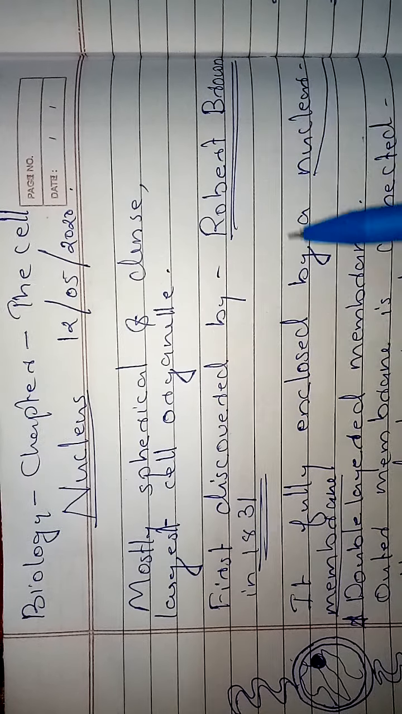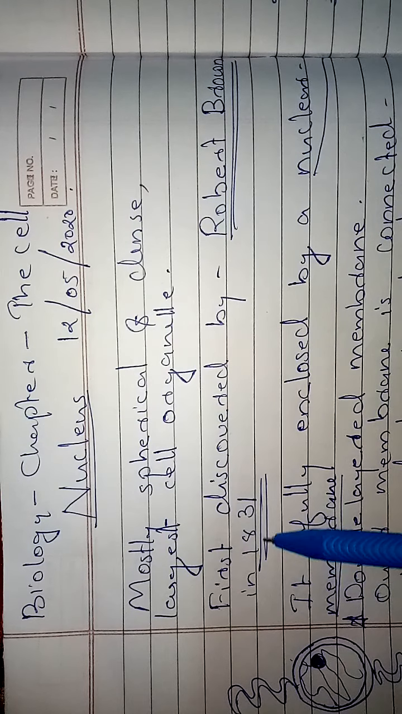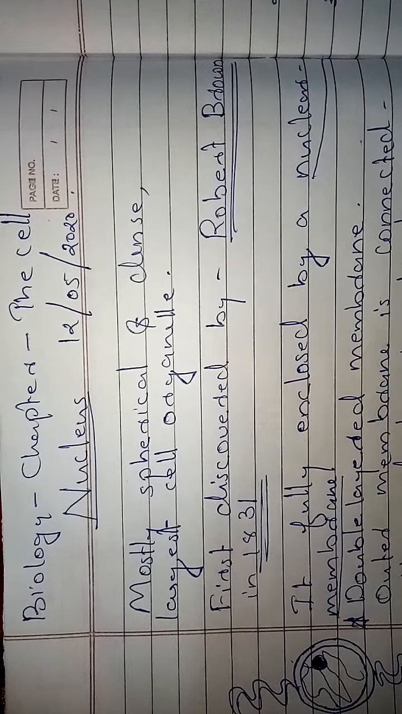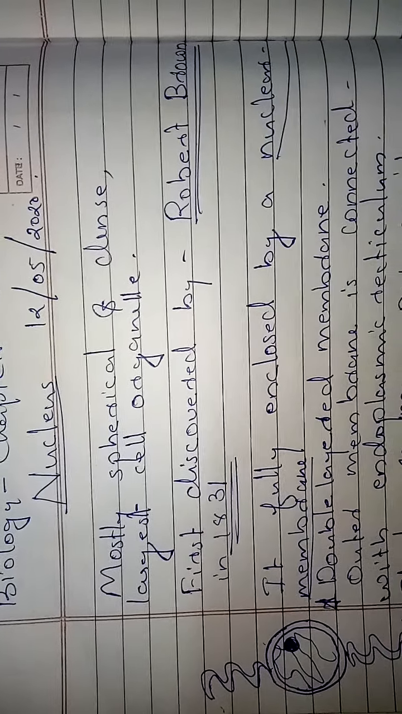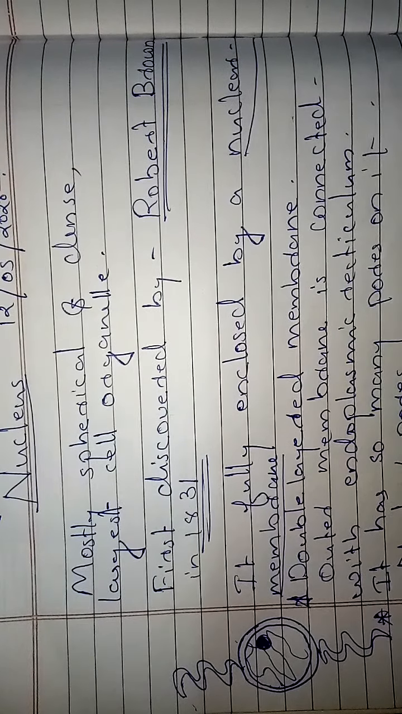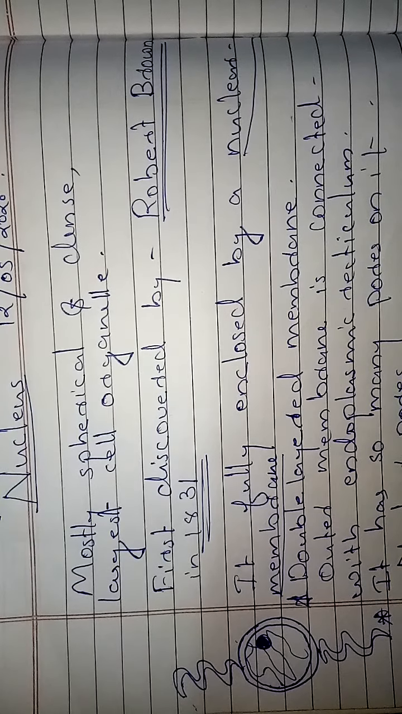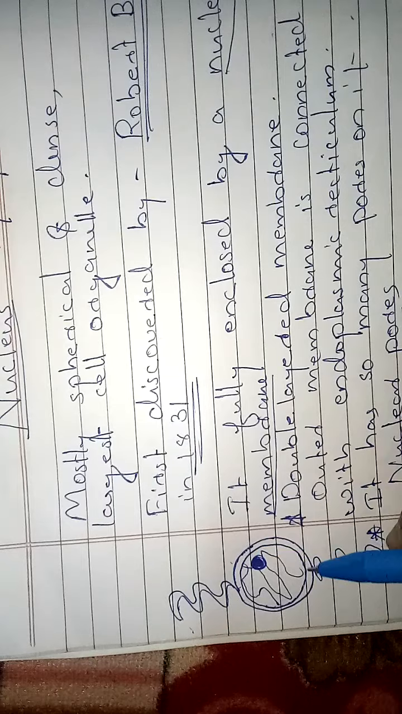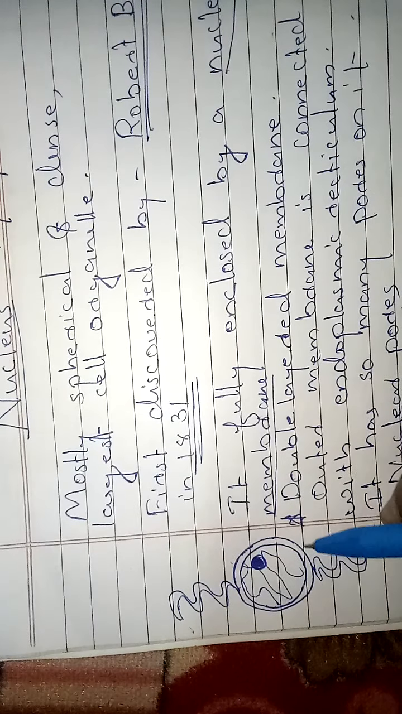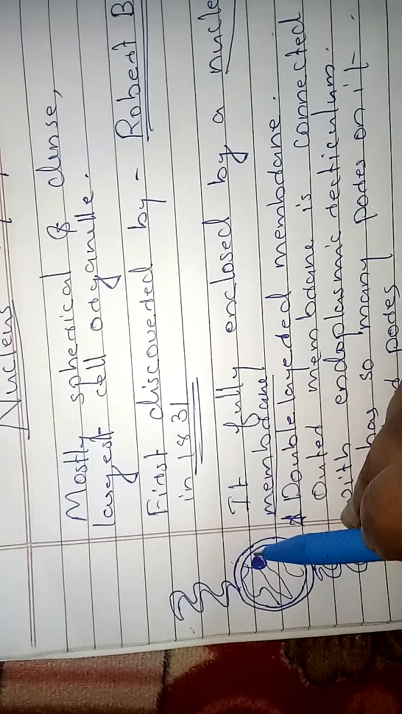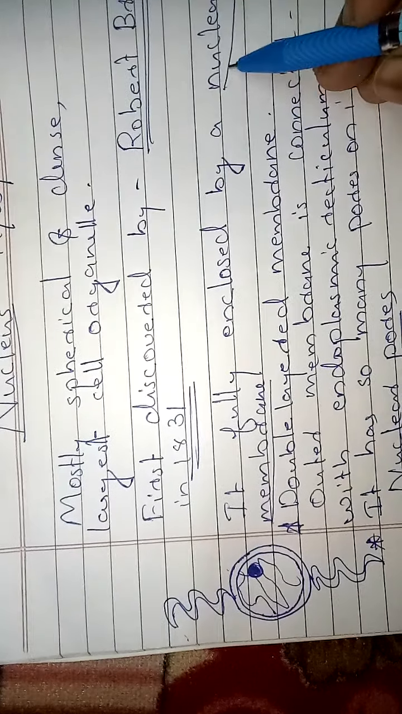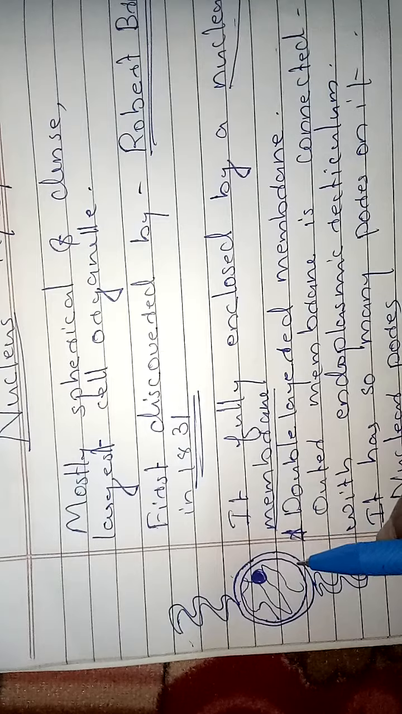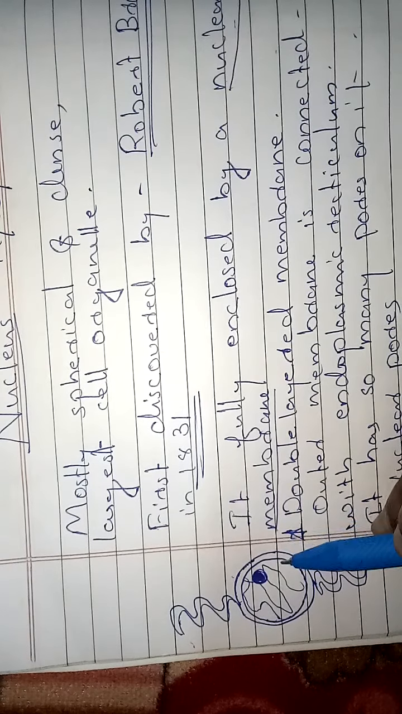Robert Brown is the scientist who discovered the nucleus in 1831. Who is that? Robert Brown, okay. And what is the nucleus? I have told you, it is an almost spherical shaped structure, okay, and the nucleus is enclosed with a membrane. A membrane is enclosing the nucleus, and this membrane is known as the nuclear membrane. And the nuclear membrane is a double layer structure.